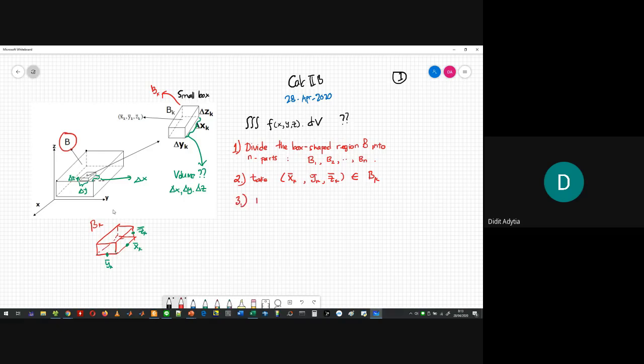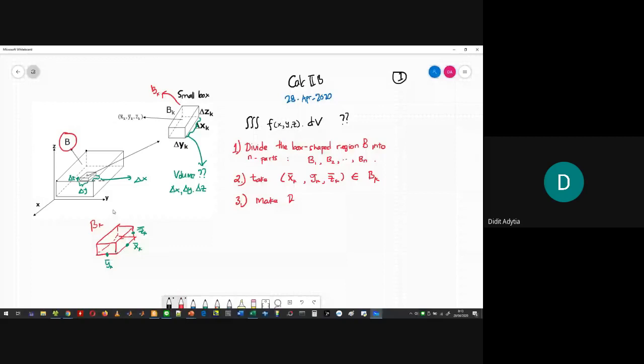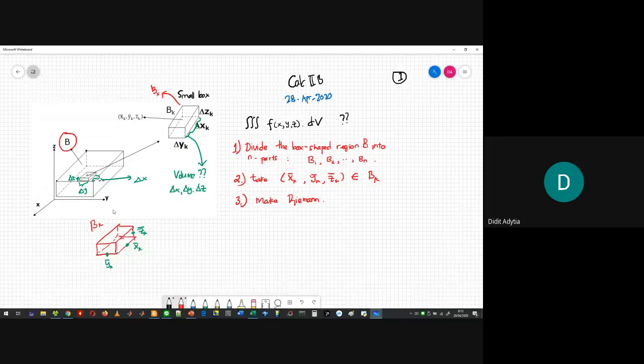The third one, make a Riemann sum. Okay, the Riemann sum is this box. We slice it into small boxes in order to calculate the whole thing, the whole box here. So we calculate the whole box using these small boxes. Okay, so the Riemann sum.